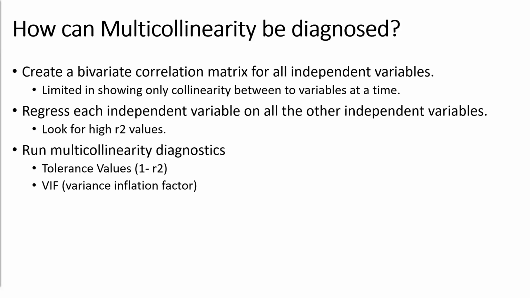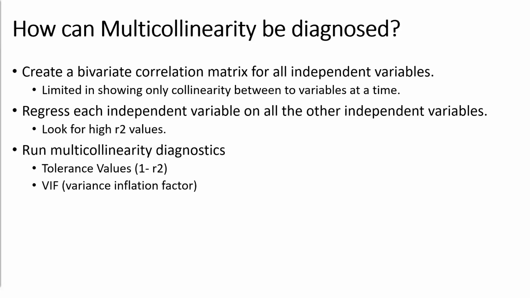Allison suggests another option, which is to regress each independent variable on all of the other independent variables to look for high R-squared values in any of those regressions. And I'm sorry, that should be R-squared, that R2. So we should be looking for high R-squared values in any of those regressions. And he recommends using a 0.6 threshold for determining when we have near extreme multicollinearity.